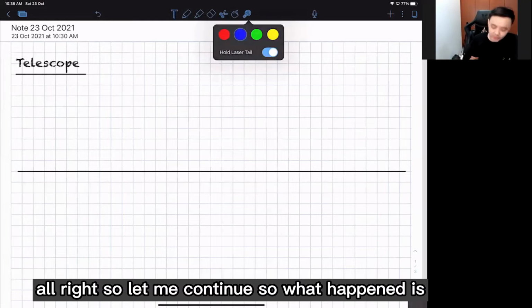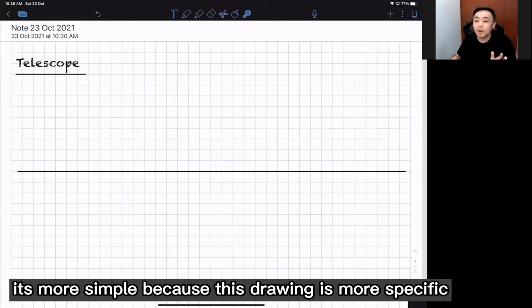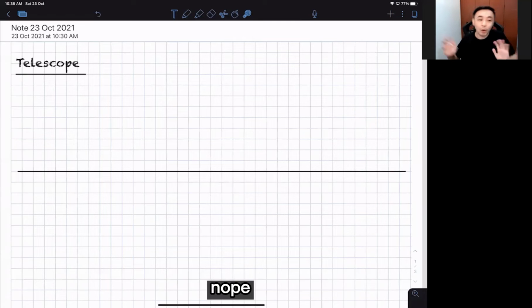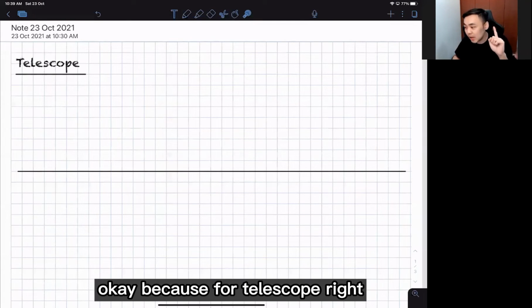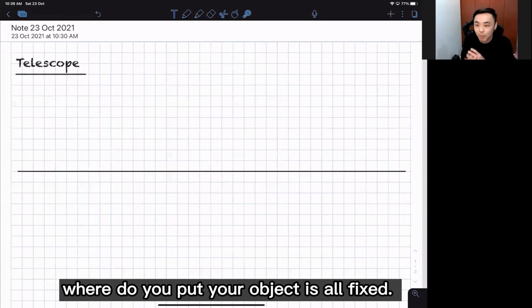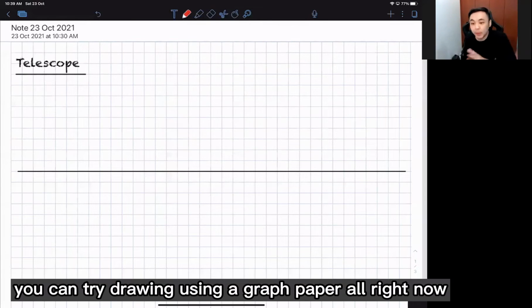So what happens for telescope? Why is this more simple? Because this drawing is more specific. You are not going to get different locations and stuff like that. Basically, for telescope, there is only one answer, because the locations are very specific. Where the image forms and where you put your object are all fixed. You can try drawing using a graph paper.